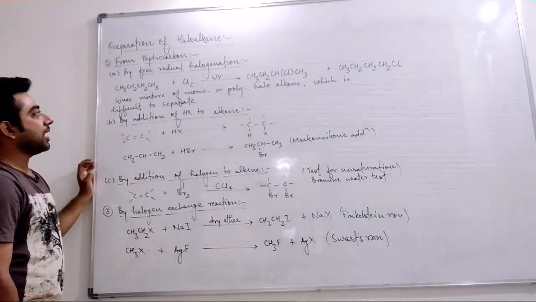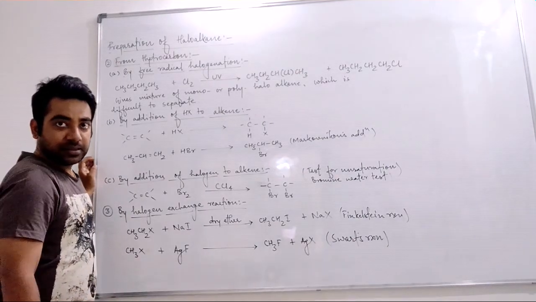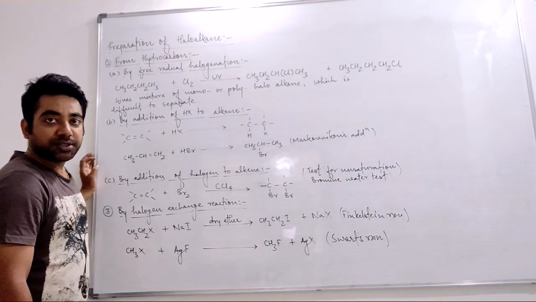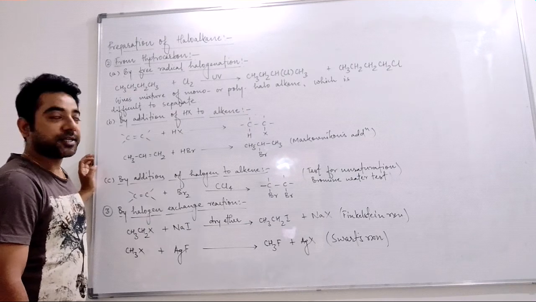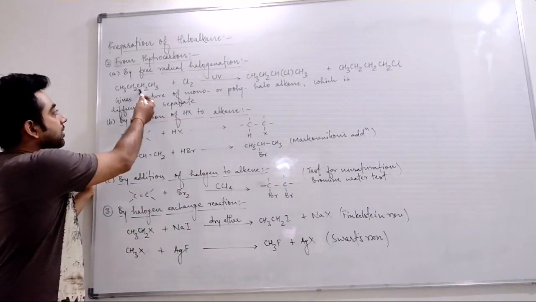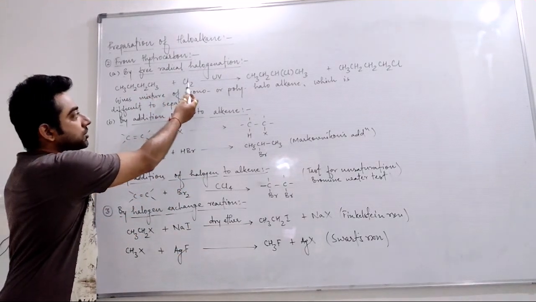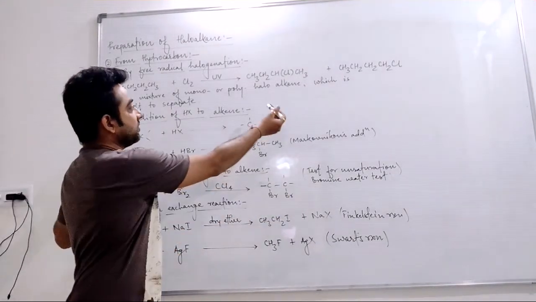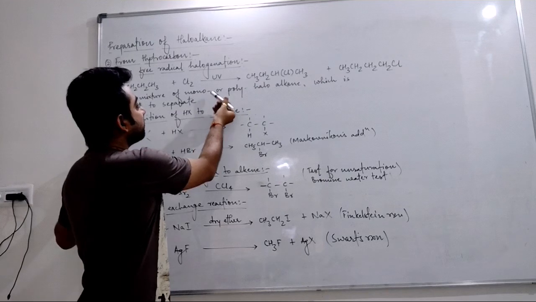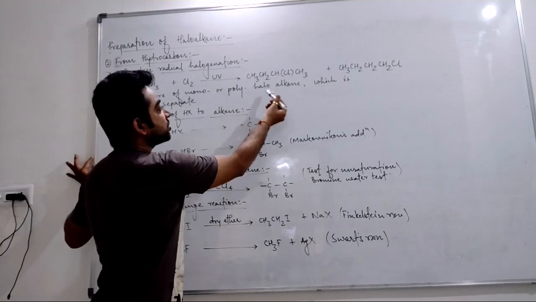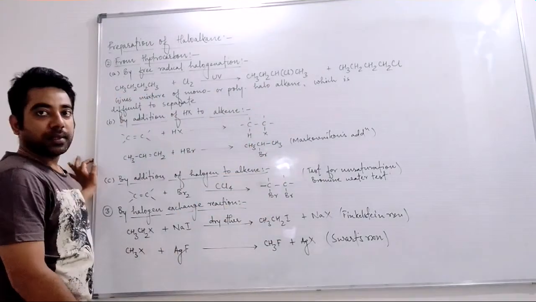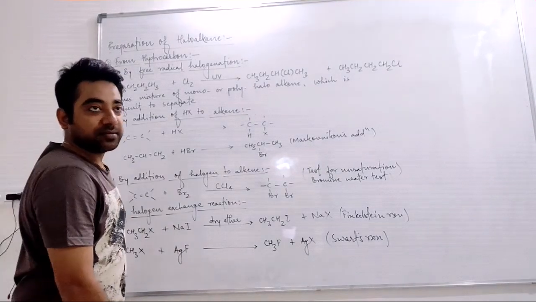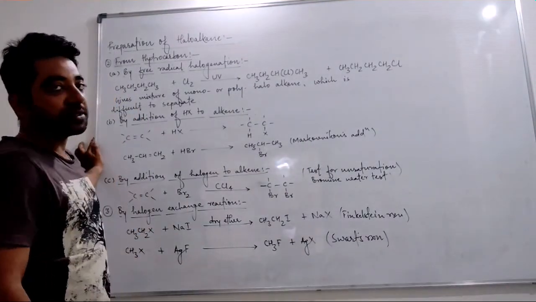In this free radical halogenation, the reaction is a substitution reaction which is initiated by free radical. Alkane, upon reaction with halogen in the presence of light, gives a mixture of mono or polysubstituted alkane. This mixture is very complex. It is difficult to separate this mixture.